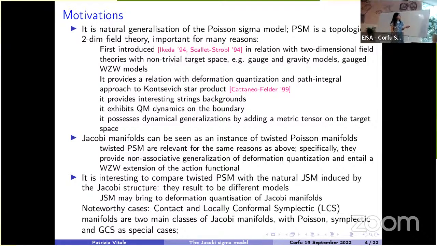And then the same way as the field theory on Poisson manifolds yields a deformation quantization of the Poisson structure, one could look into this Jacobi sigma model as a way to look for deformation quantization of the structure. Examples of Jacobi manifolds: in odd dimensions they are contact manifolds. In even dimensions you have locally conformal symplectic manifolds, and these are the two main instances of Jacobi manifolds. I will say in detail what the structures are.